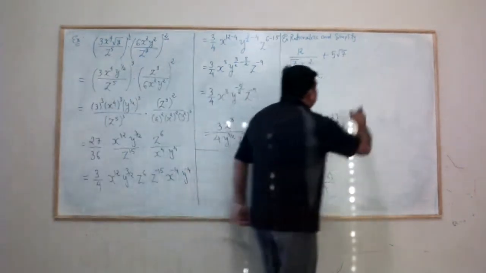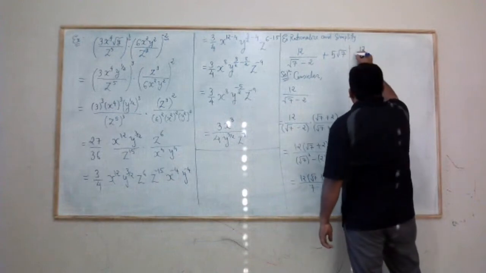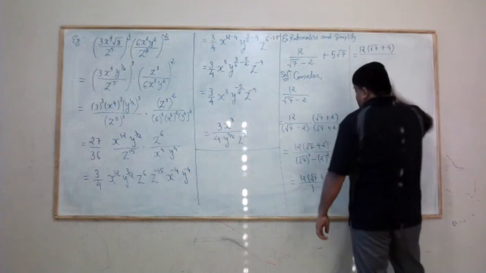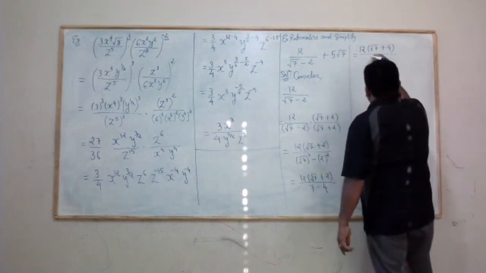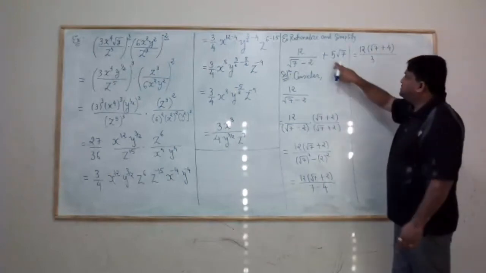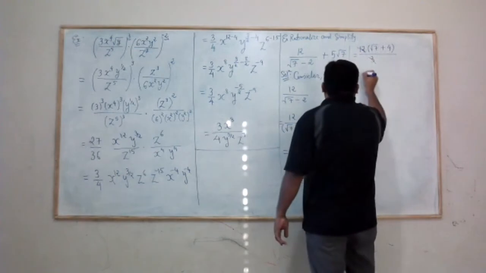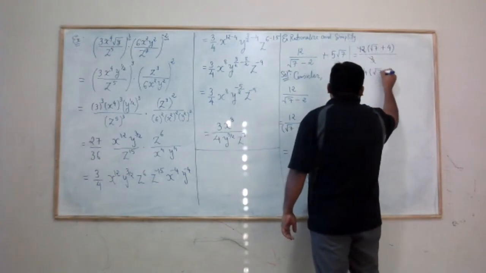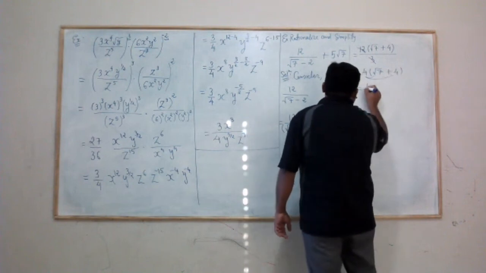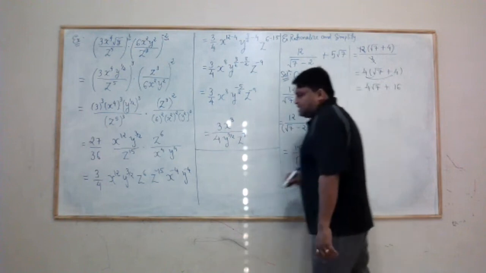And this is indeed 12 times square root 7 plus 4 divided by 3. All right. Since we are going to add this expression with 5 square root 7, it will help if you simplify this further. I get 4 times square root 7 plus 4. And let me also distribute this 4 over both terms. So I get 4 square root 7 plus 16.